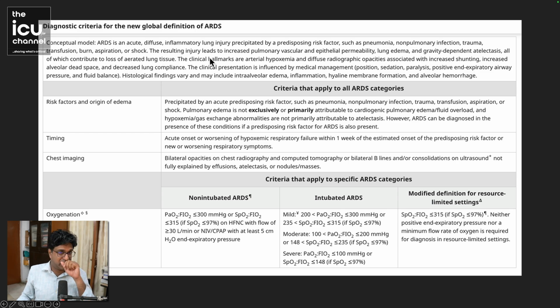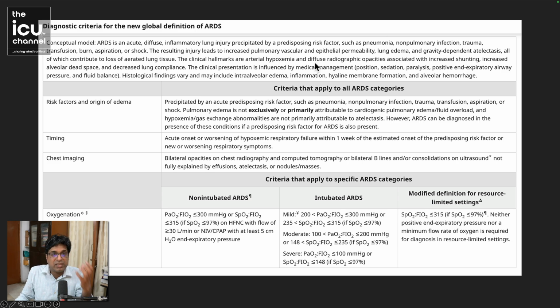This is the mechanism. And the clinical hallmark is refractory arterial hypoxemia and diffuse radiological opacities with increased shunting, increased alveolar dead space and decreased lung compliance. Lungs become very stiff. If you go to the histopathological level, there is intra-alveolar edema, inflammation, hyaline membrane formation, because of which oxygenation becomes very difficult, and CO2 expiration also becomes difficult, and there is alveolar hemorrhage. So this is the mechanism by which ARDS develops.